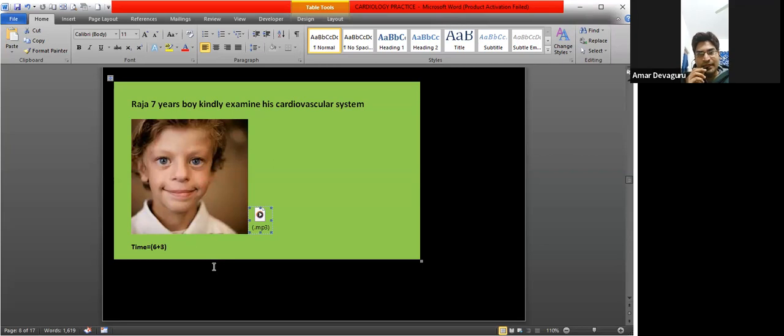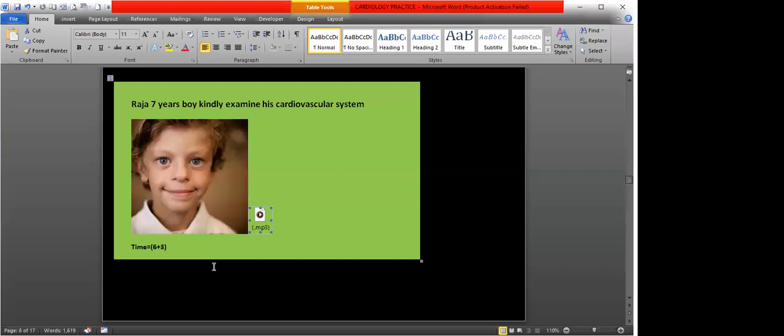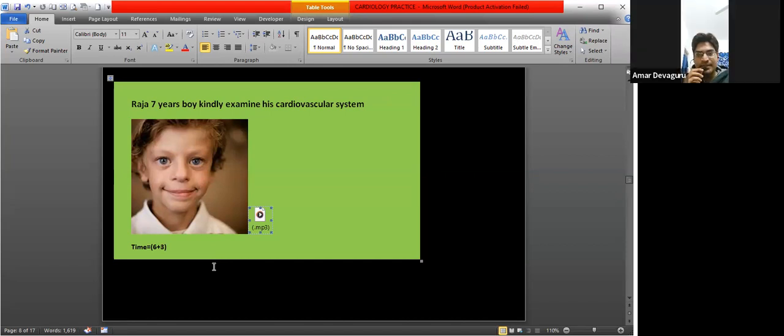Other DDs will be atrial septal defect, which can also present with an ejection systolic murmur. Okay, fine. How will you differentiate between ASD and PS? Atrial septal defect will have a fixed wide splitting of the second heart sound, whereas in pulmonary stenosis, the second heart sound will be single, and sometimes it will be soft, sir.